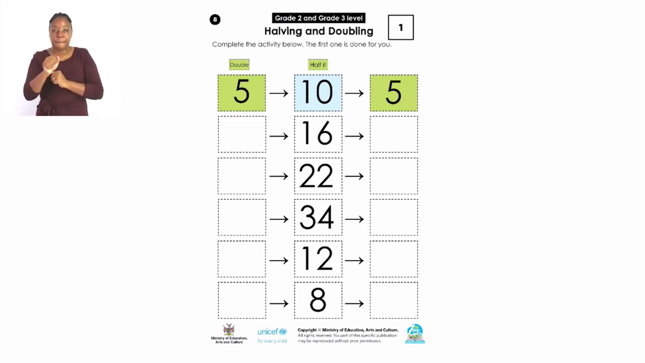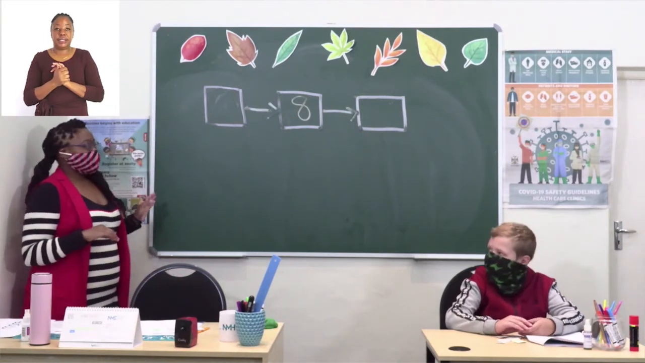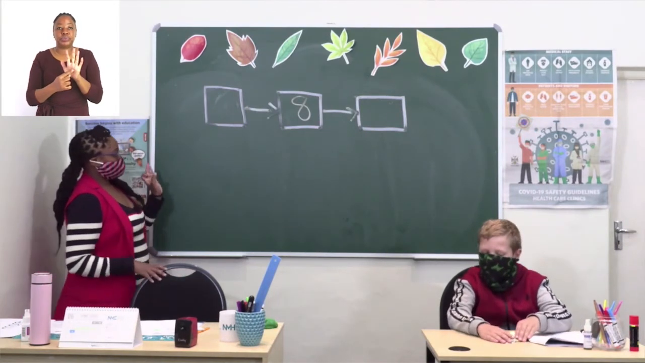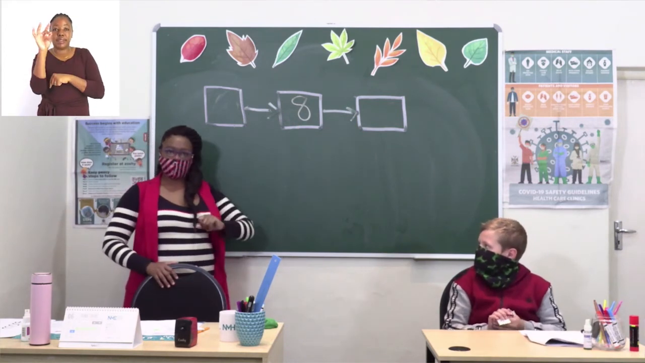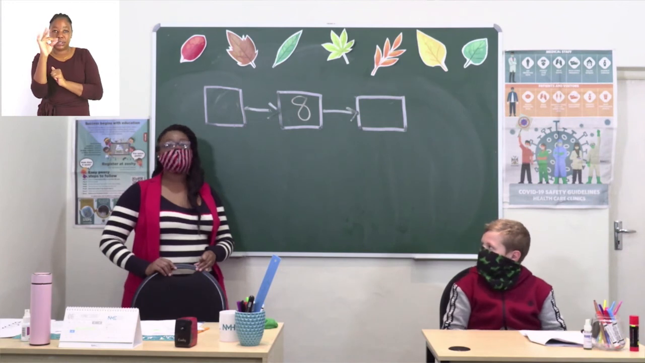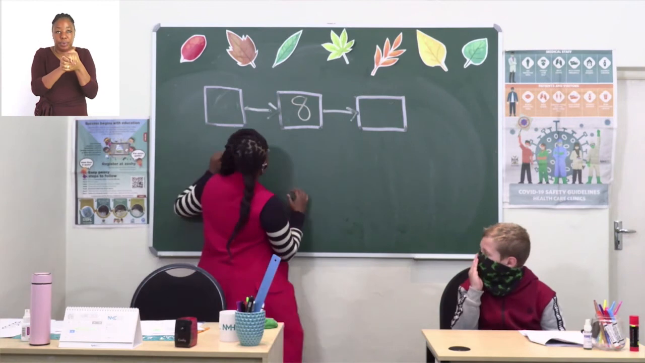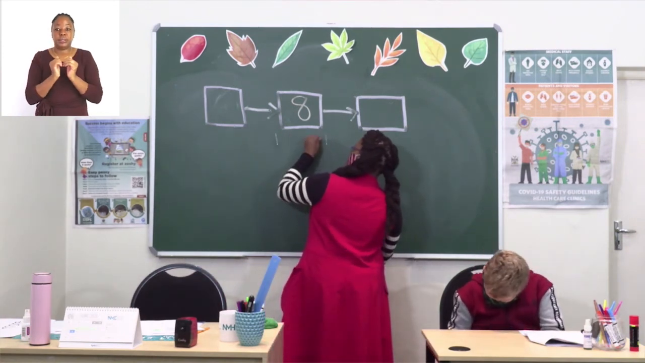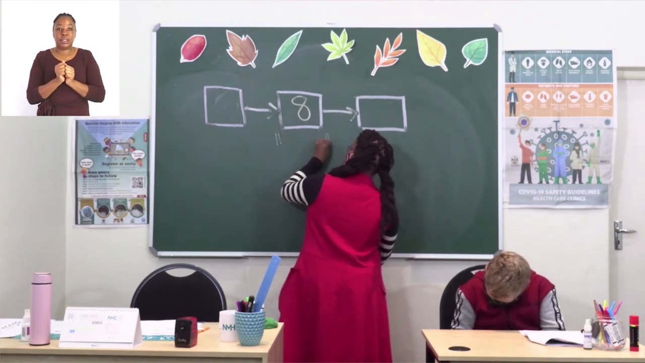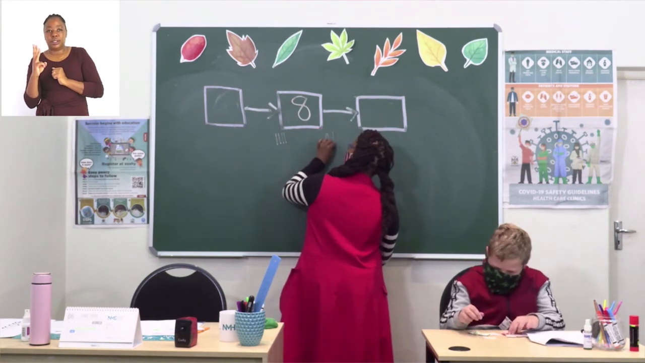We are going to try the last one there, where it says 8. So let's take a look at the board. On our board, we have 8 in a box. Now we want to find out what half of 8 is. So we are going to split them or share equally. We are going to count. And we're going to do it like this. 1, 2, 3, 4, 5, 6, 7, 8.